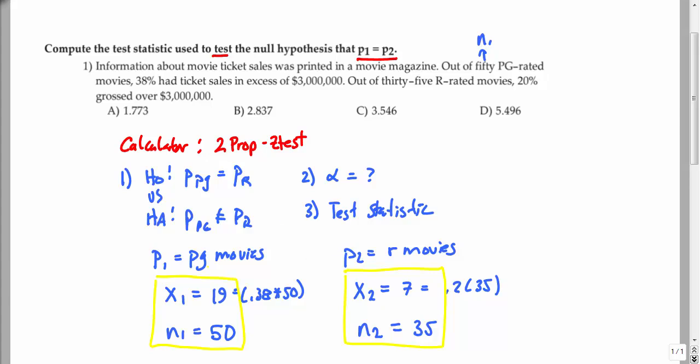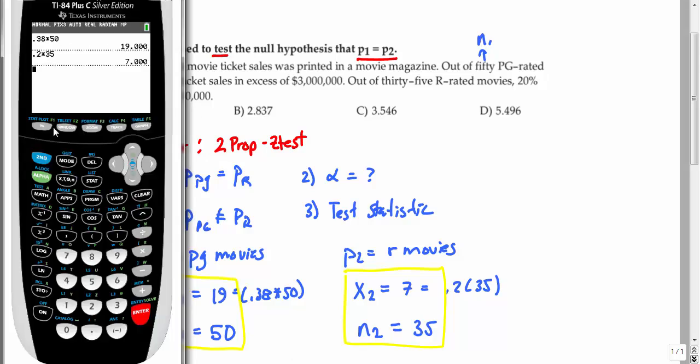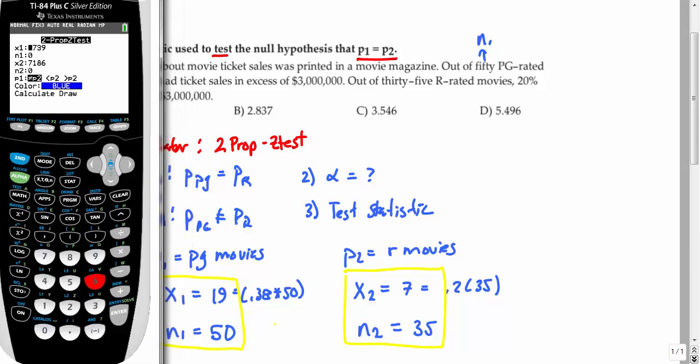Again, if you have these mixed up, if you had the PG movies as x2 and the R movies as x1, your answer would be the negative of what you're supposed to get. So let's go under Stat, Tests, and this would be the 2 proportion z-test. Again, x1 was 19, n1 was 50, so I can't put in the percentages, I have to put in the counts. x2 was 7, n2 was 35.